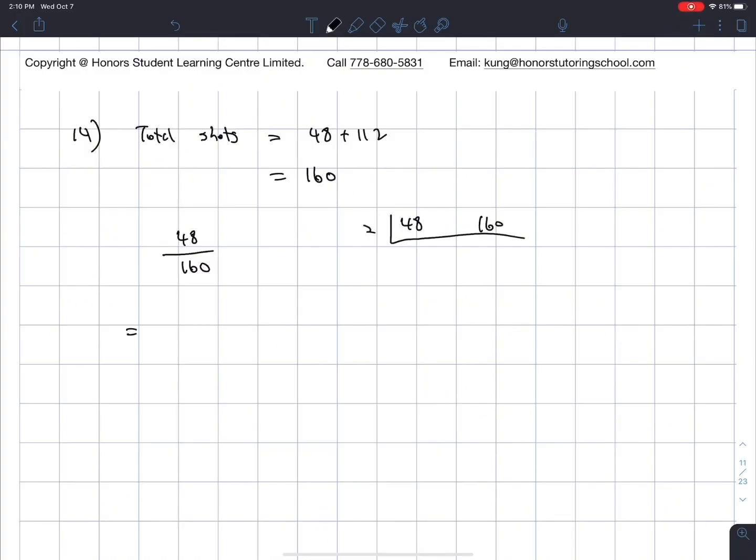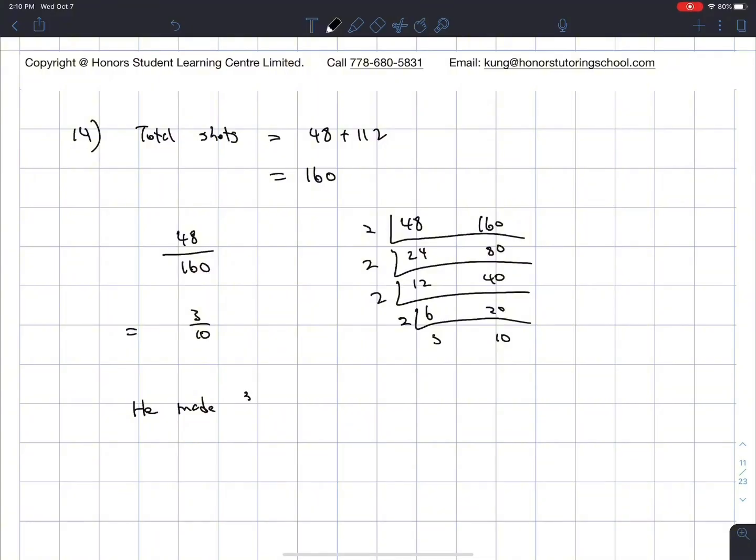I can divide both of them by 2. Divide both of them by 2. Divide both of them by 2. And divide both of them by 2. And I get 3 over 10. So now I can say he made 3 out of 10 of the shots he took.